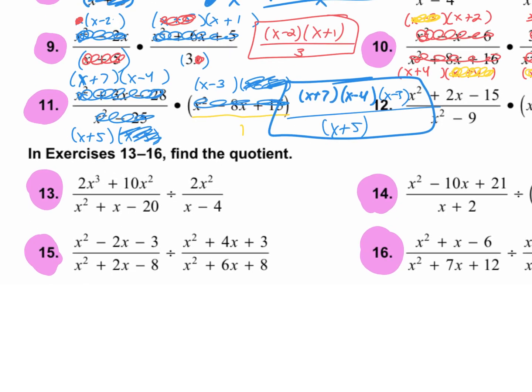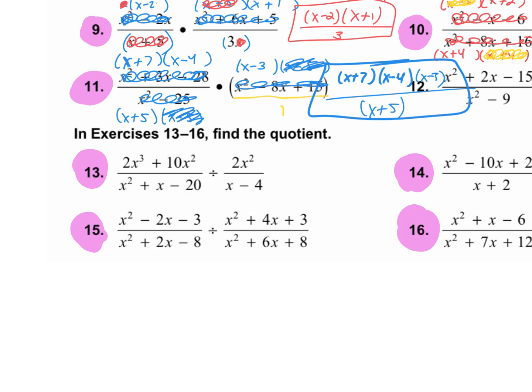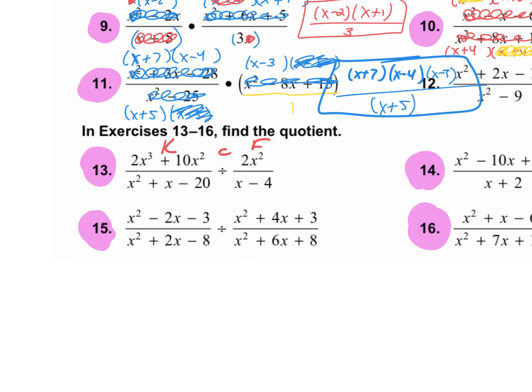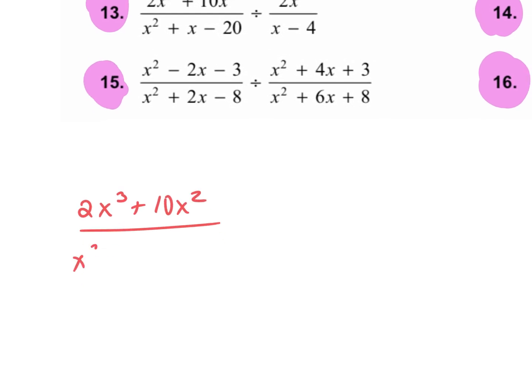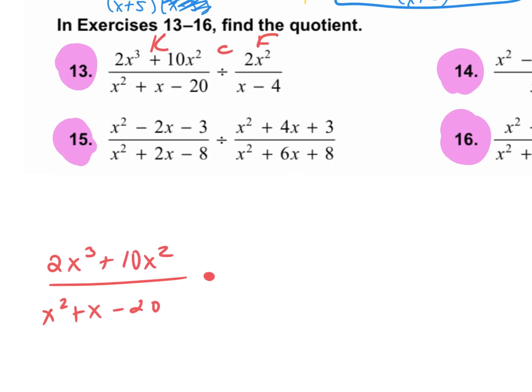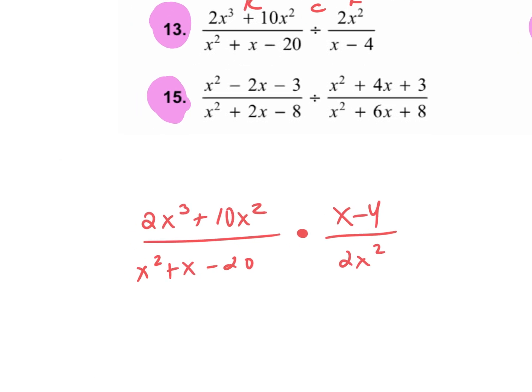All right. These next ones are exactly the same. There's one thing that is a tad different. What is that? You have to keep what? Keep, change, flip. So I'm going to keep 2x cubed plus 10x squared over x squared plus x minus 20. I change my division to multiplication and I flip. This becomes x minus 4 over 2x squared. And then we do the exact same thing. You factor, factor, factor, factor.